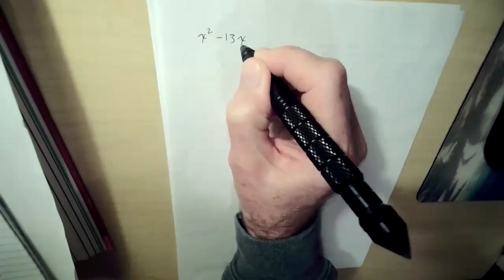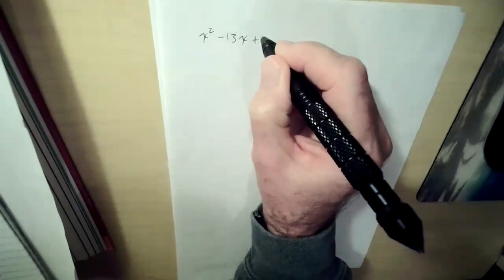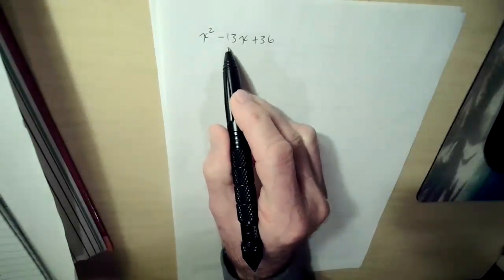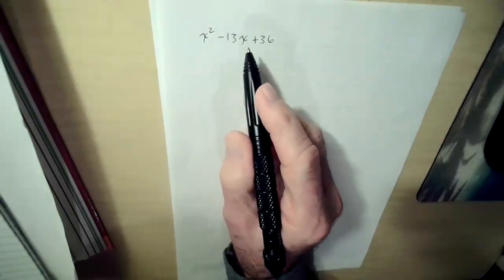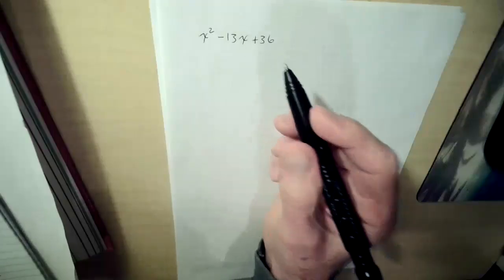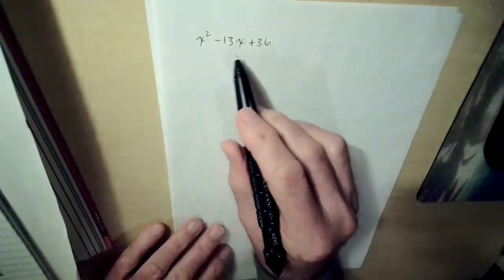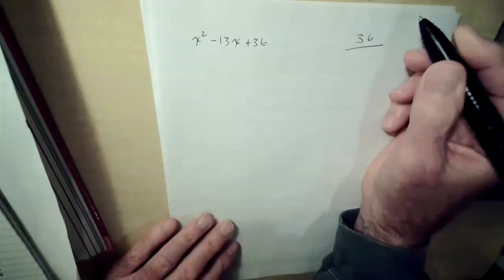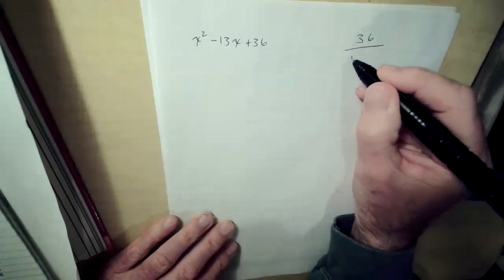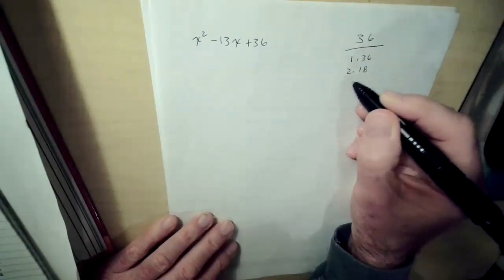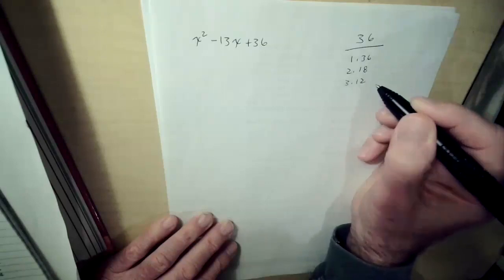Okay. Here's one that's a little bit harder, but really not much. x squared minus 13x plus 36. Okay, again, our linear term, the middle term's negative, so we're going to have to use negative numbers also. Actually, that's really all we have to do.